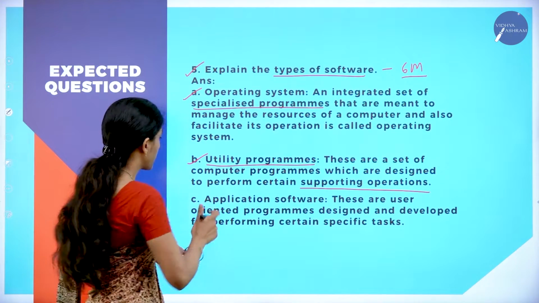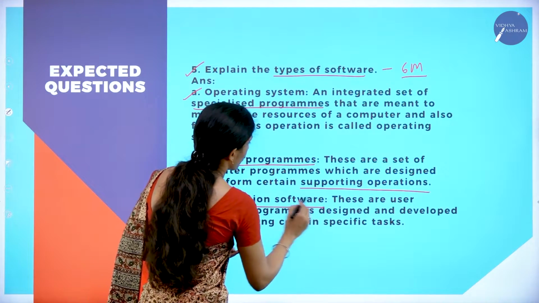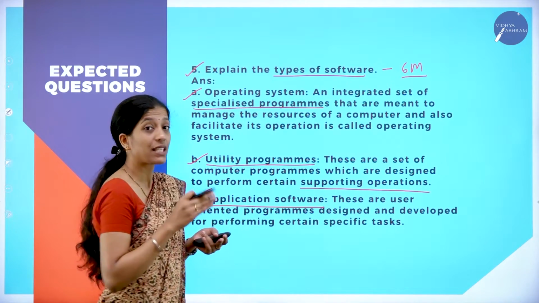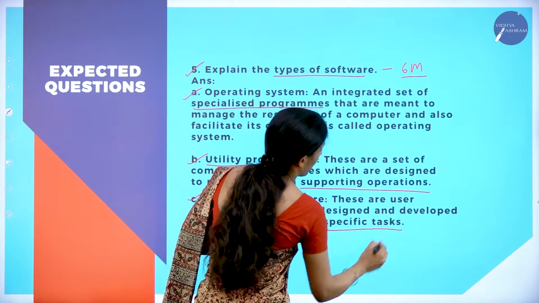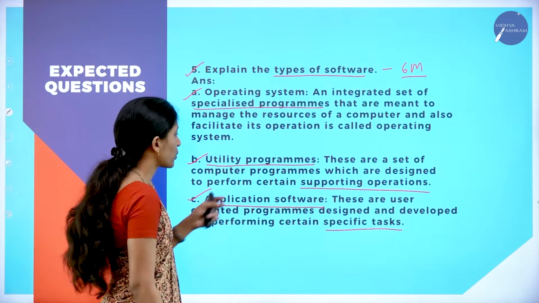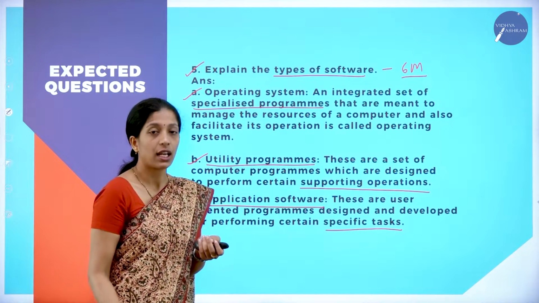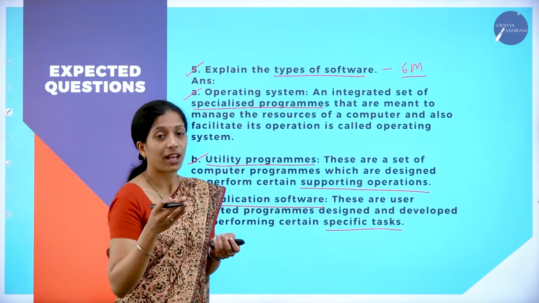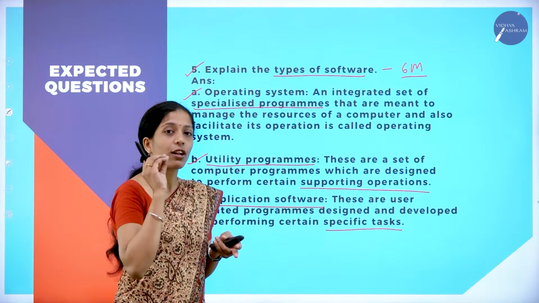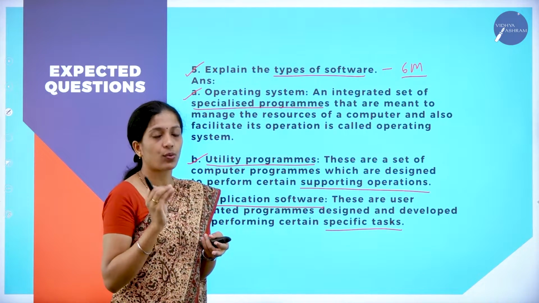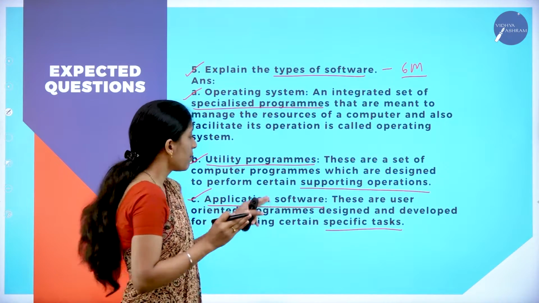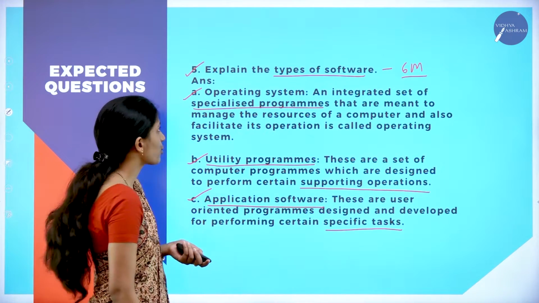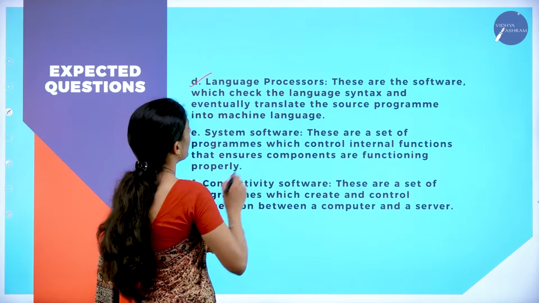Utility programs. Next one is application software. So in order to perform a specific task, so what are the programs which are being used? They are known as what? Application software. It may be MS Word or Microsoft PowerPoint. So in order to perform that specific task, what the user is going to use, that is known as what? Application software.